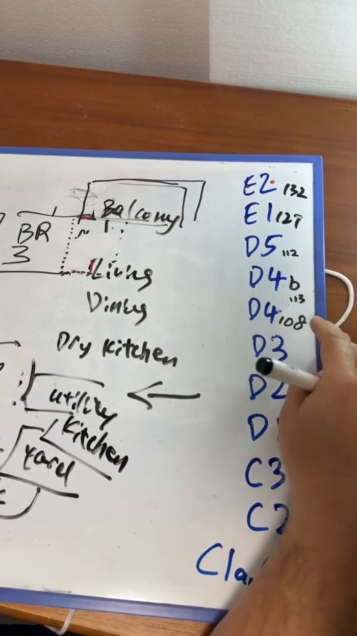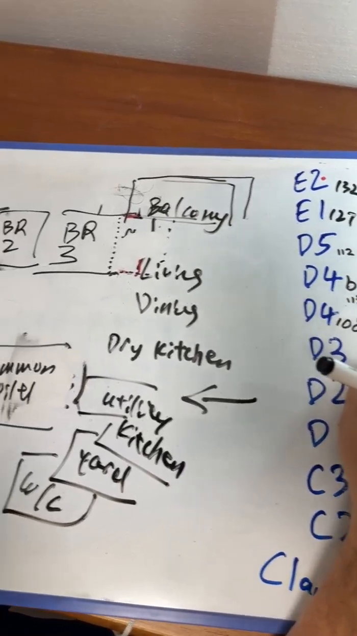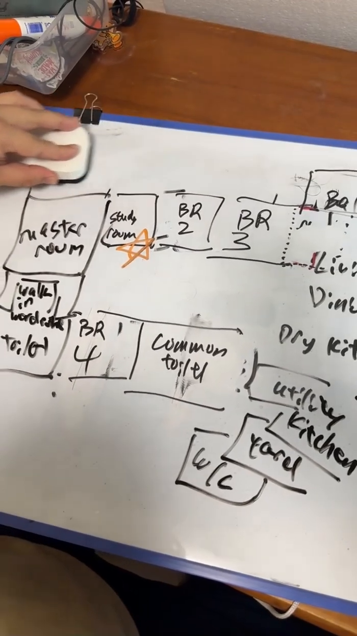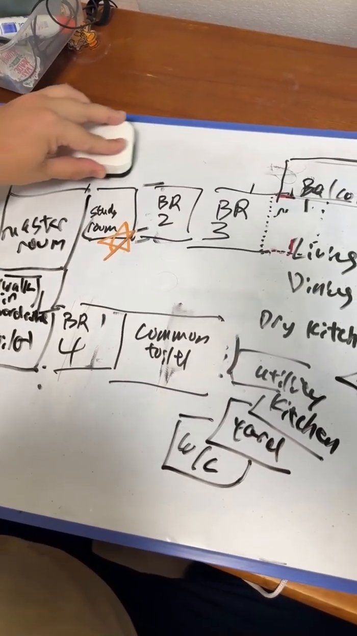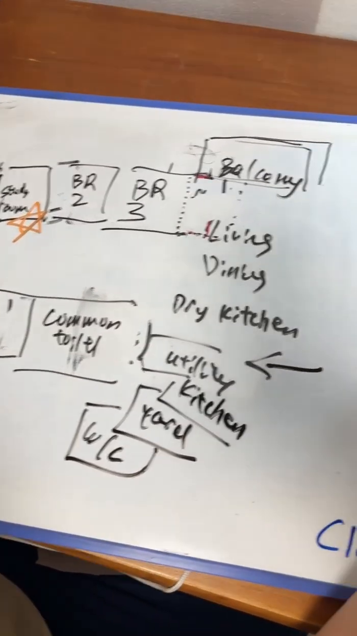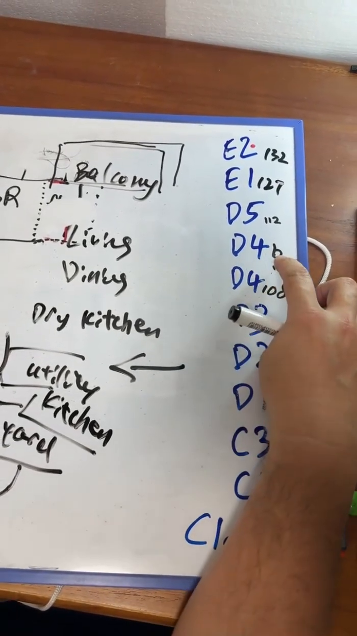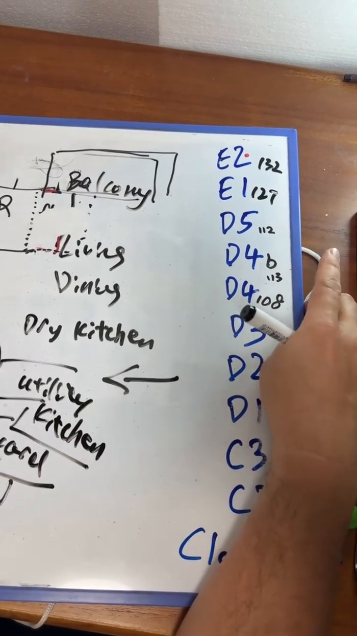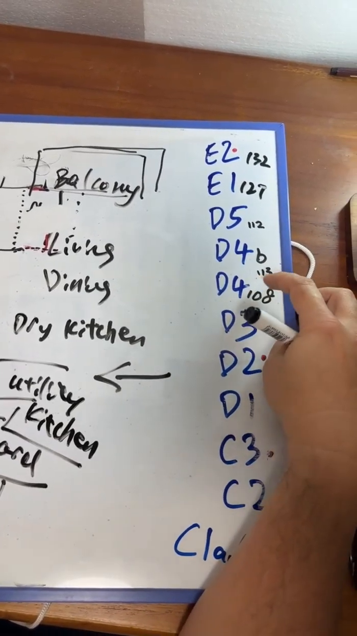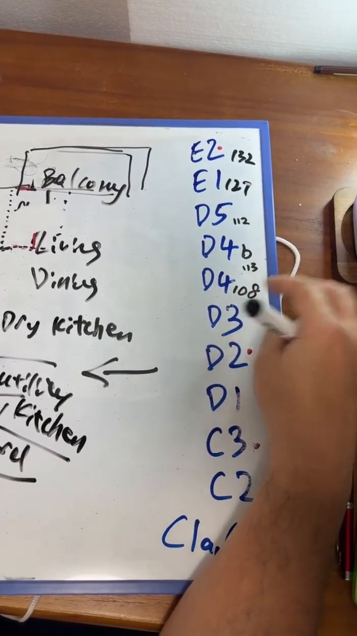You're giving out the whole of the balcony. So master room no longer has the balcony. So you are giving out this balcony, which supposedly is 5 square meter. This is very easily recognizable. D4B, let's say B stands for balcony. You give out the B, it becomes D4. So 113 square meter becomes 108 square meter.